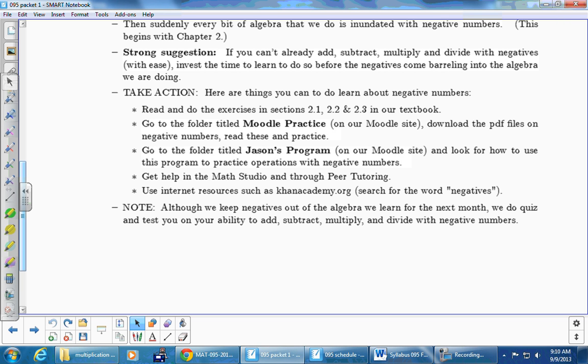Okay, so today we cover negatives. We're going to keep them out of the algebra for the next few weeks, but between now and when we start with the negatives in chapter 2, it is your job to get comfortable with negatives if you aren't already there. All right, so this is like advance warning.